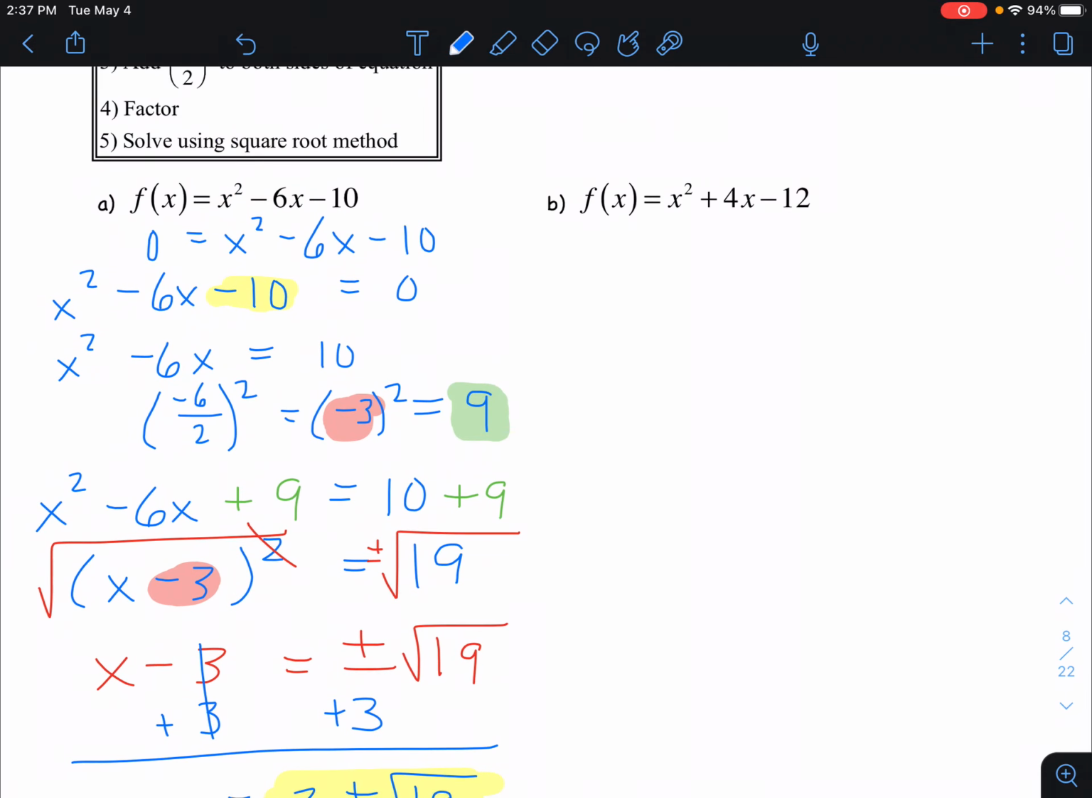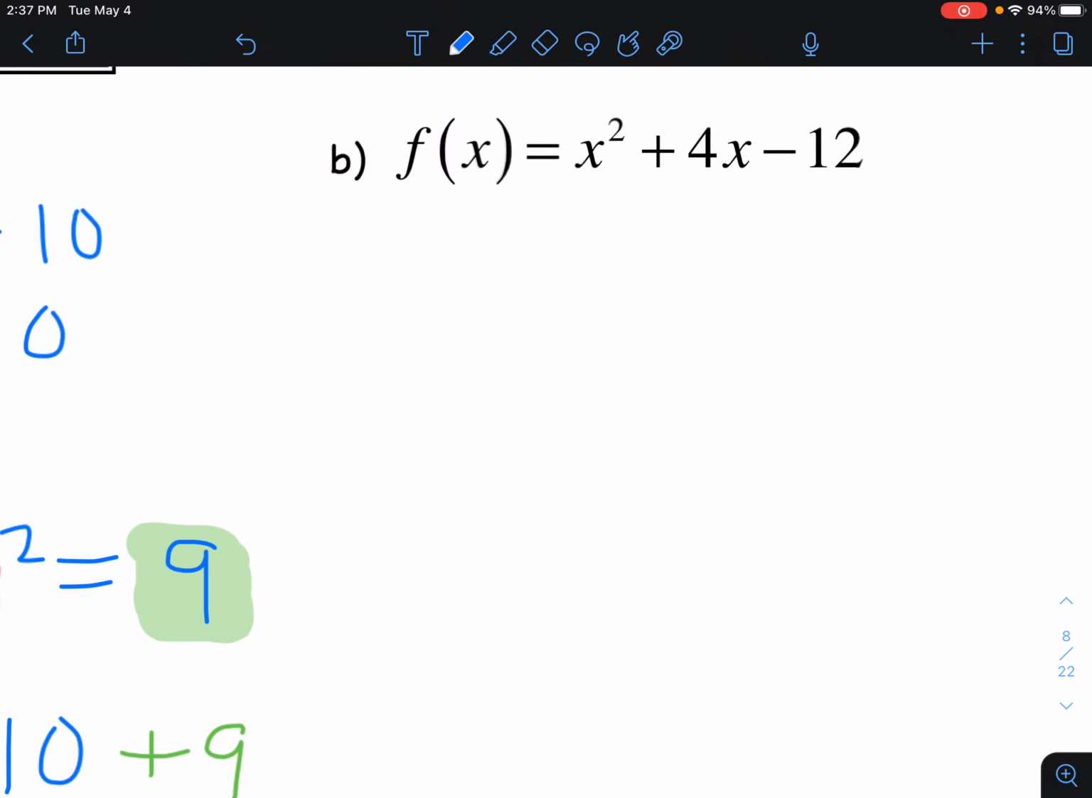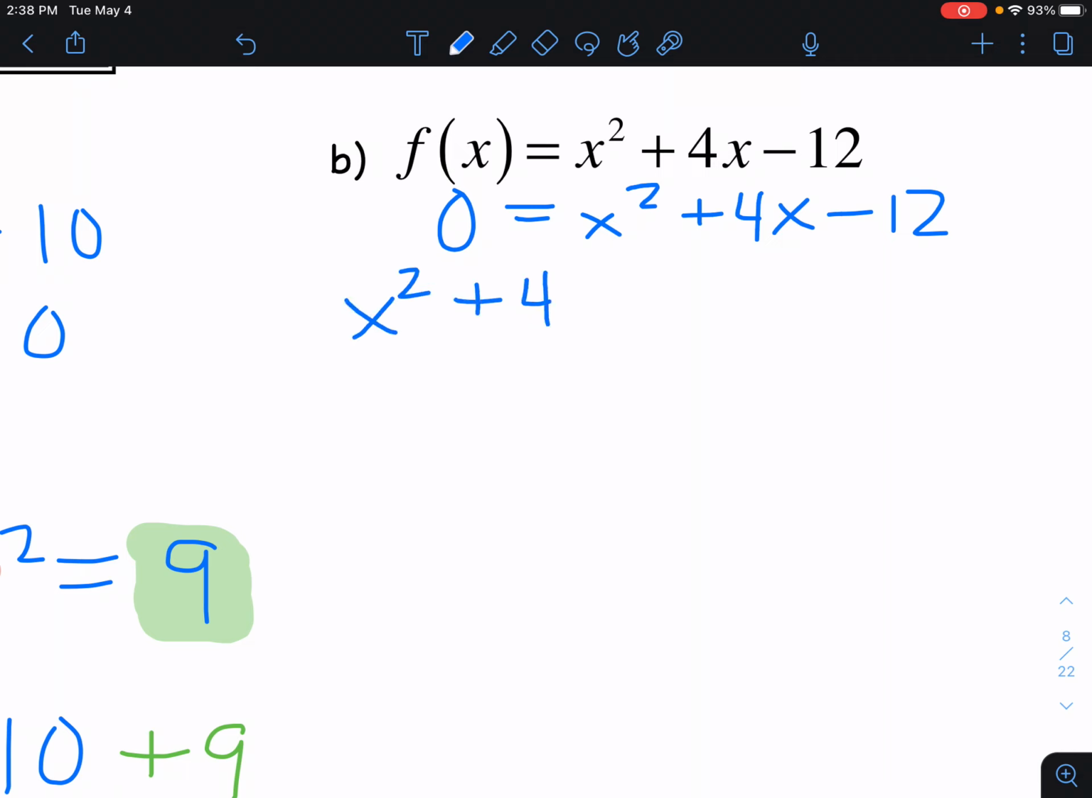Okay, let's try another one. So first thing I want to do is change the f of x into 0. We don't need that fancy notation. Then let's make things look more appealing, how we're used to. Just reverse things.